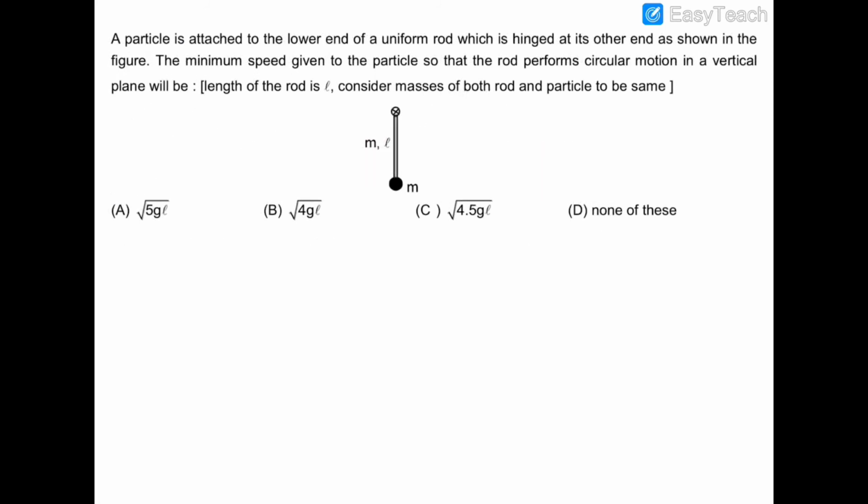In this question, there is a rod of mass m and length L, and this rod is hinged from one end. Also, on the other end of the rod, there is a mass m which is stuck on the other end, and this system is given some velocity v minimum. So we have to find out for what minimum velocity v minimum this system will complete the vertical circle.